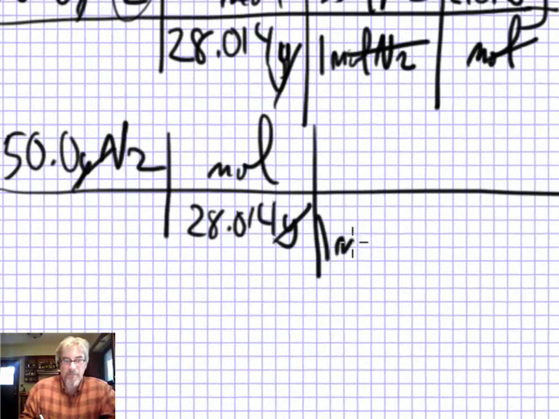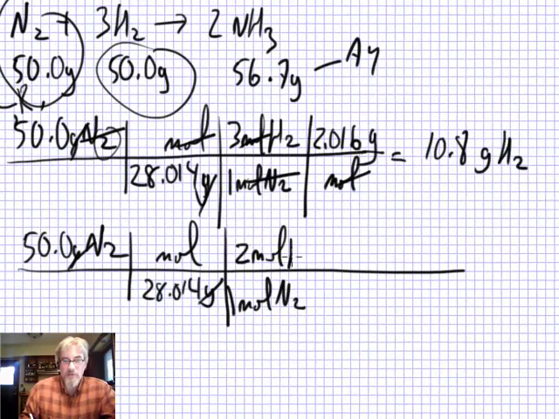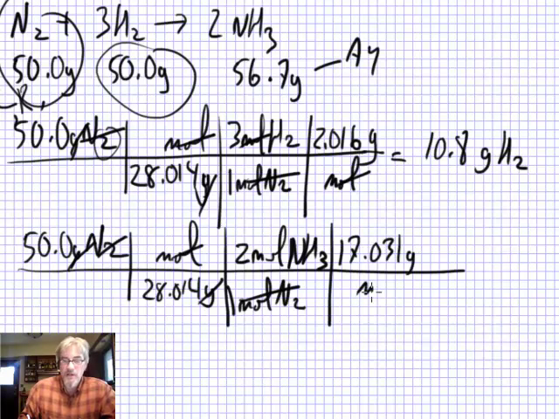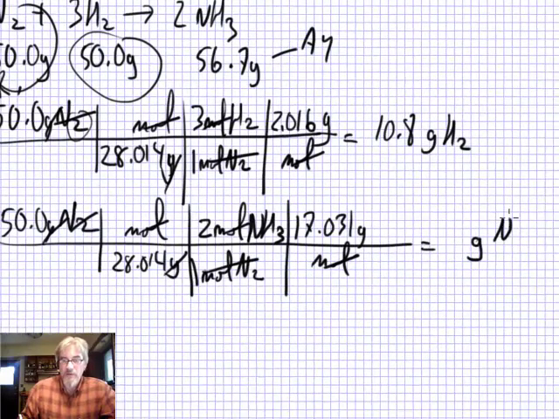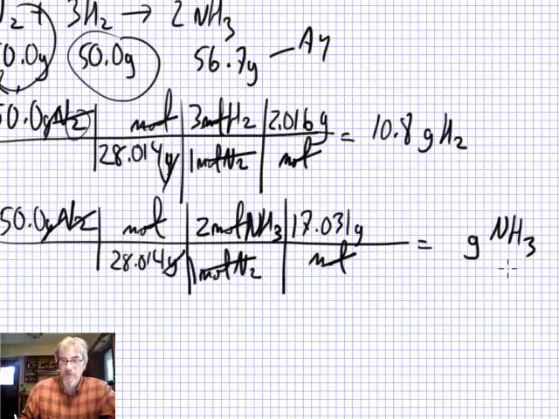Now the mole ratio is, again, 1 mole of nitrogen on the bottom, but now it's 2 moles of ammonia on the top. I've converted to moles of ammonia, but I need grams of ammonia, and ammonia has a molar mass of 17.031 grams per mole. When the moles drop out, I end up with my theoretical yield of grams of ammonia. The answer is 60.8 grams of ammonia. That's the theoretical yield. That's how much we should be able to get if everything went perfectly well.